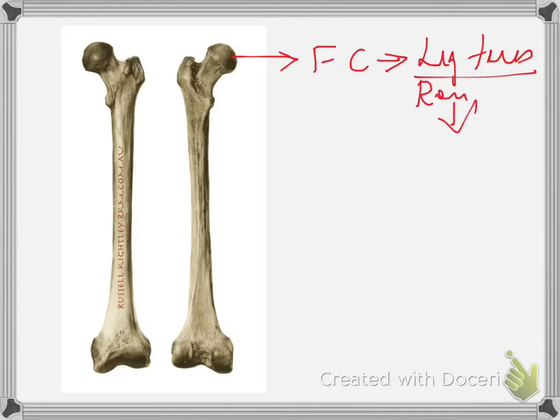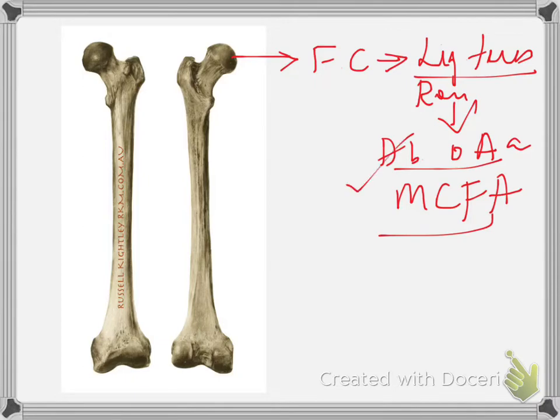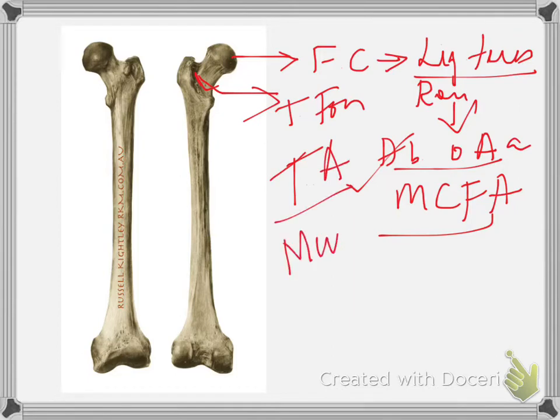The question is, what is the content of this? A branch of obturator artery and a branch from medial circumflex femoral artery. So these two are the contents of ligamentum teres. And then this area is called trochanteric fossa. Inside the trochanteric fossa you have trochanteric anastomosis, arterial anastomosis, as well as muscles getting inserted.